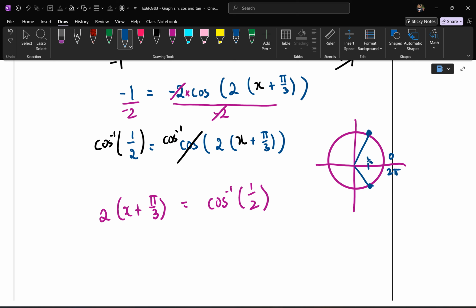Now you go back to exact values. Cos of what gives you half? Let's go with Samuel. Cos of what will give you half?